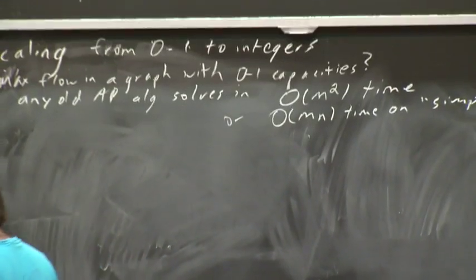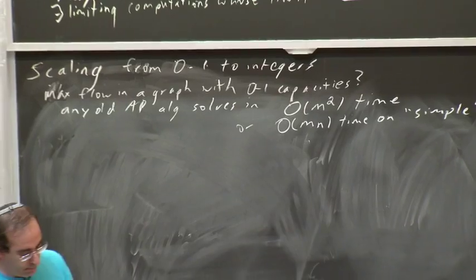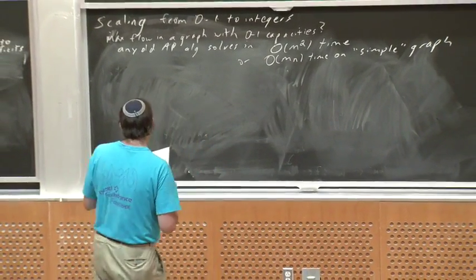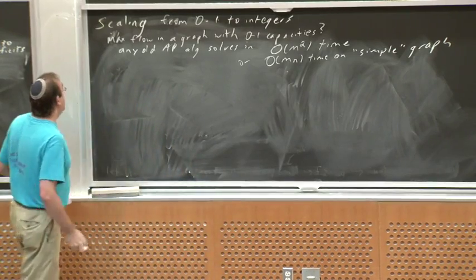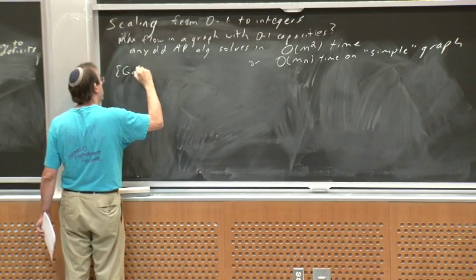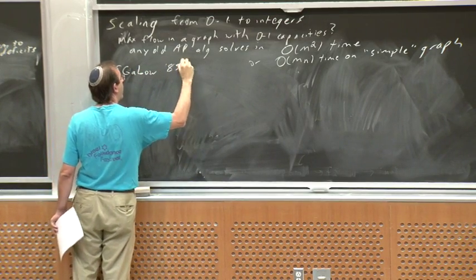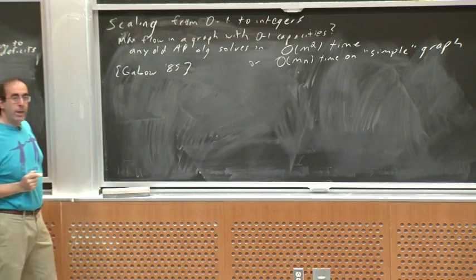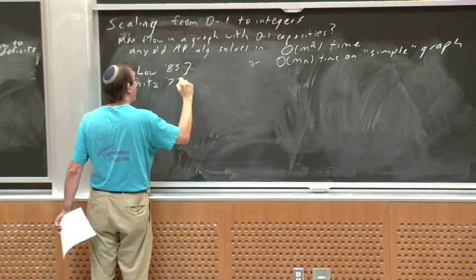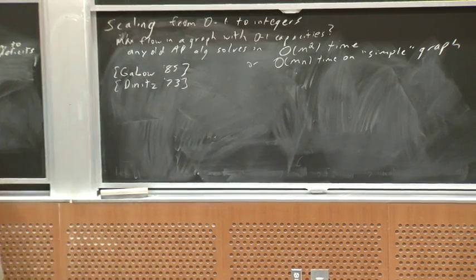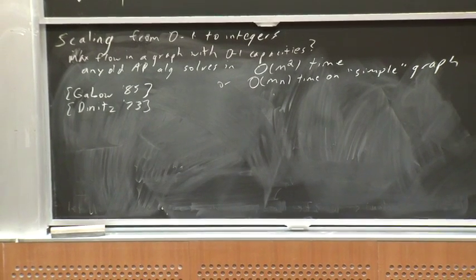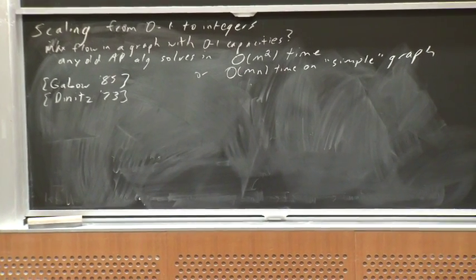Well, no, that's not what I want. Oh, I know what I mean. So scaling was introduced by Gabow in 1985. But that was only here in the States. It was actually invented in Russia by Dinitz in 73. But unfortunately, all the Russians publish in Russian, and none of the Americans can read Russian, so they often reinvent things that the Russians did a lot sooner.